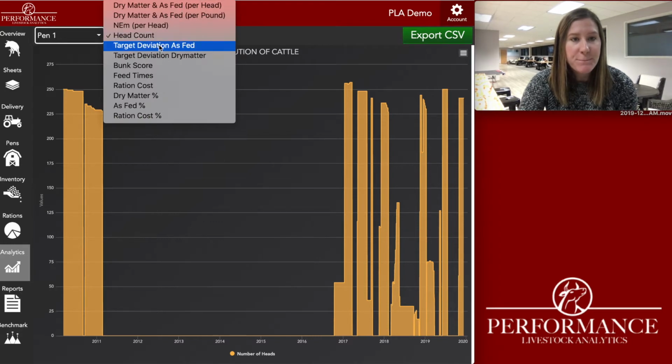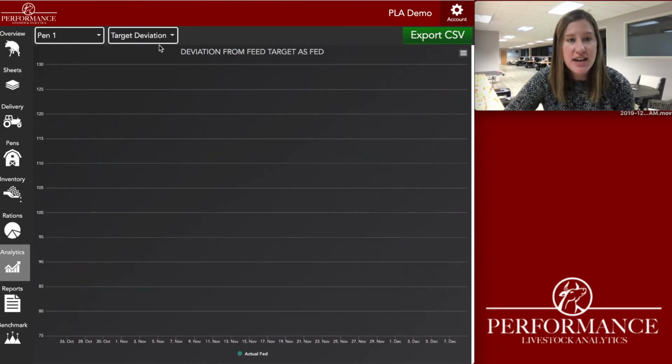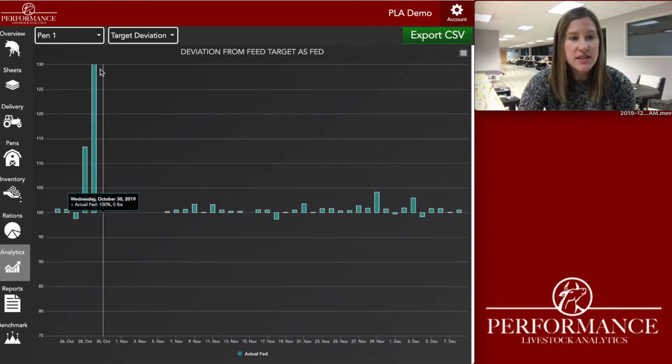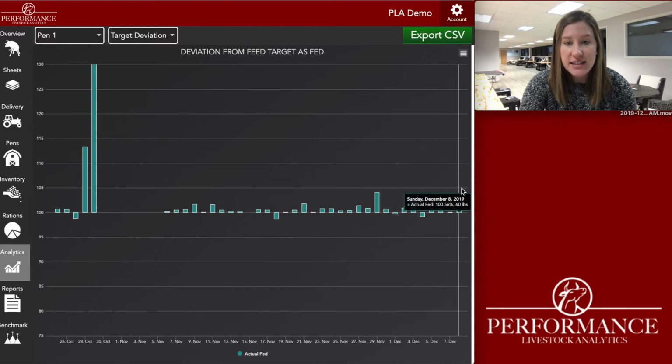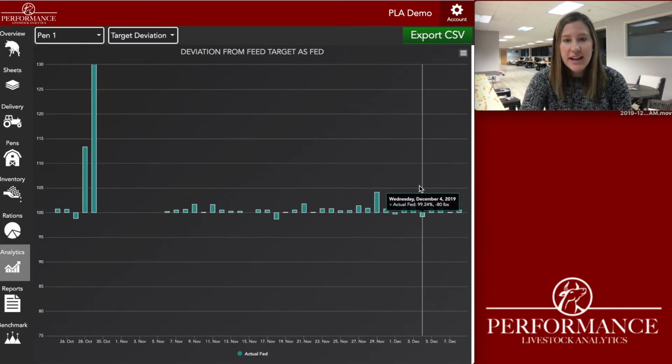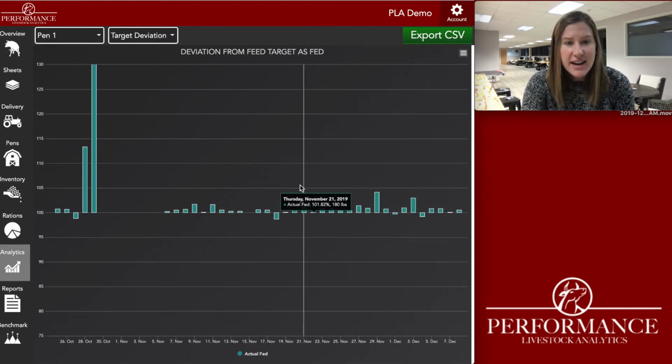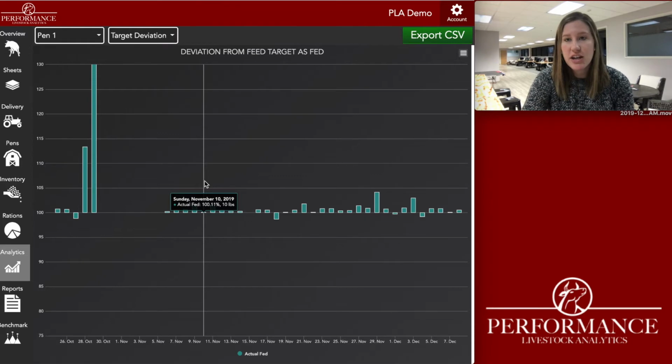I really love this target deviation of as fed. So this is how much over or under I would have fed this pen based off of what my calls were on that overview page. So let's look at yesterday's information. This example was 60 pounds over what they were actually supposed to get based off of that as fed target. You can see back on Wednesday, December 4th, they were underfed 80 pounds. So as close to this line as you can get, the better and more accurate you're going to be.